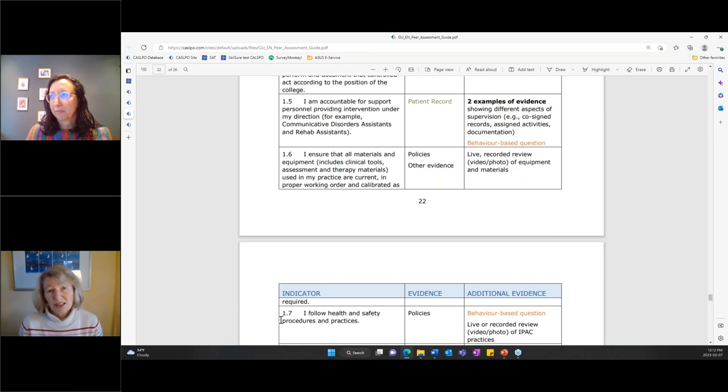So 1.6 is I ensure that all materials and equipment, including clinical tools, assessments, and therapy materials used in my practice are current, in proper working order, and calibrated. So in this case, what you might actually provide instead is a photograph or a live recording of equipment and materials. So with this appendix, take a look at it because it gives you examples of what you can upload with each of the indicators.